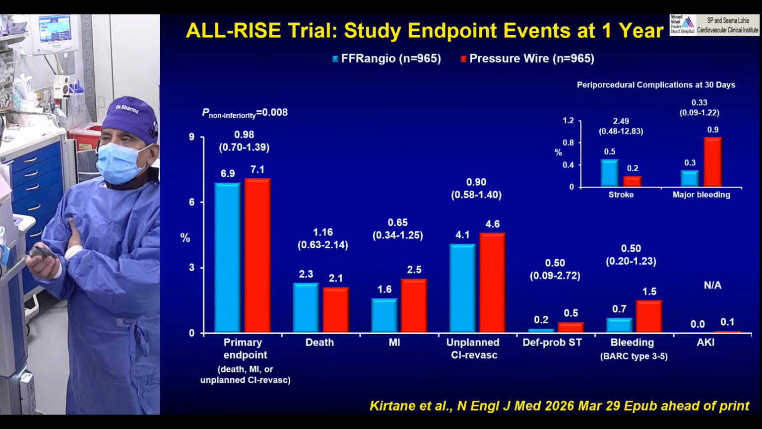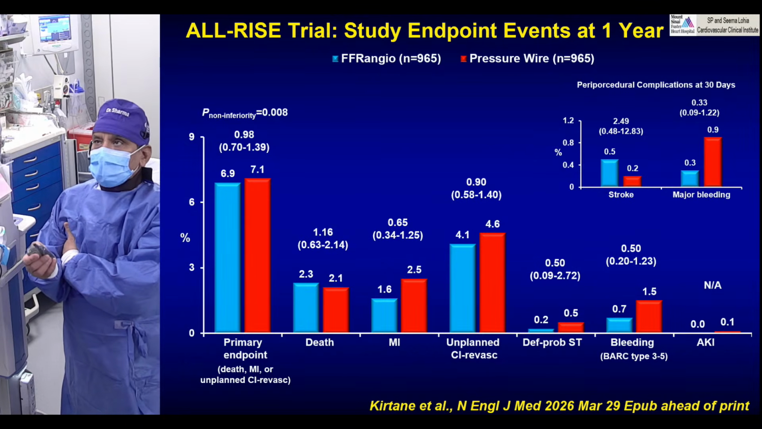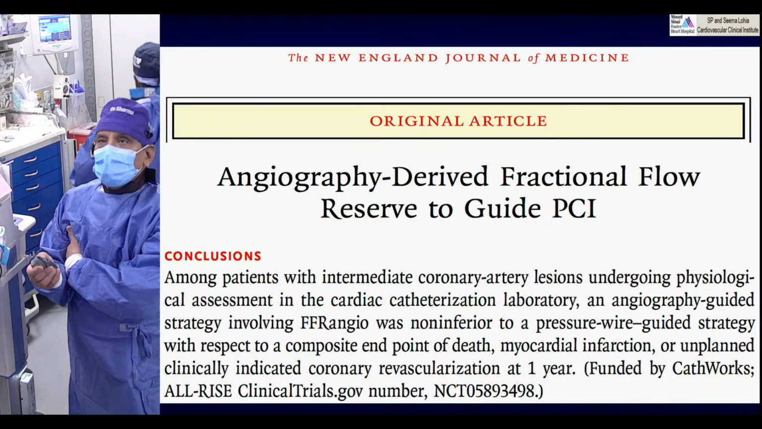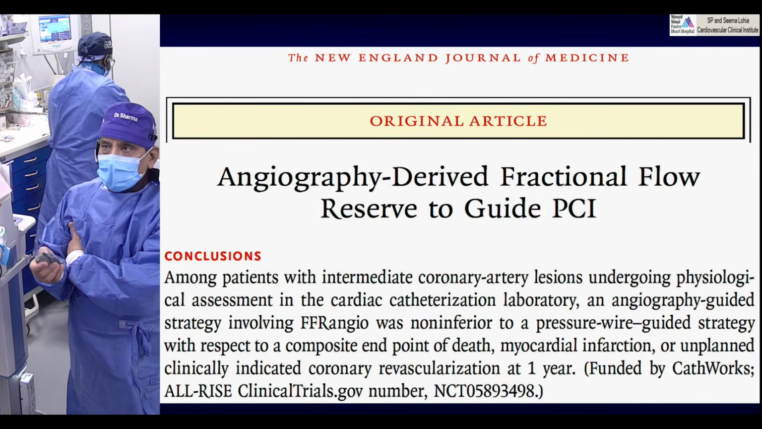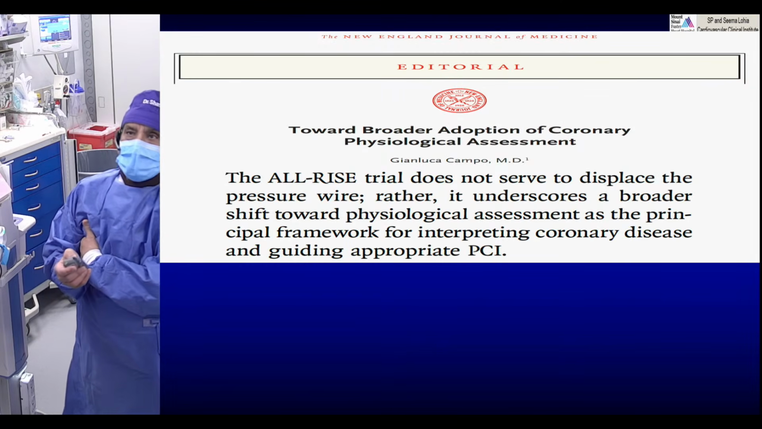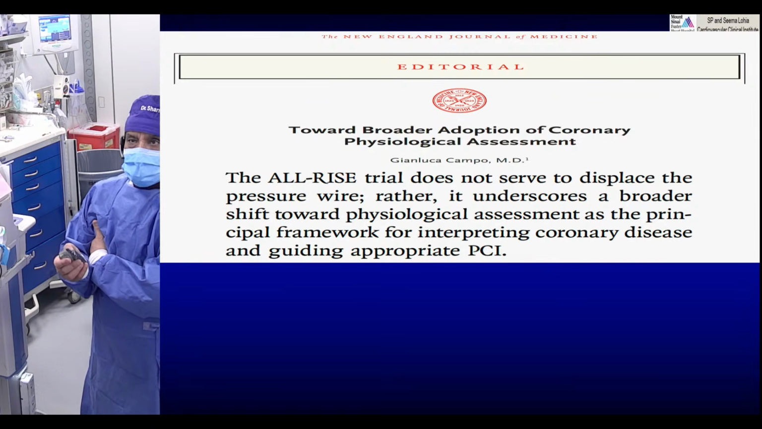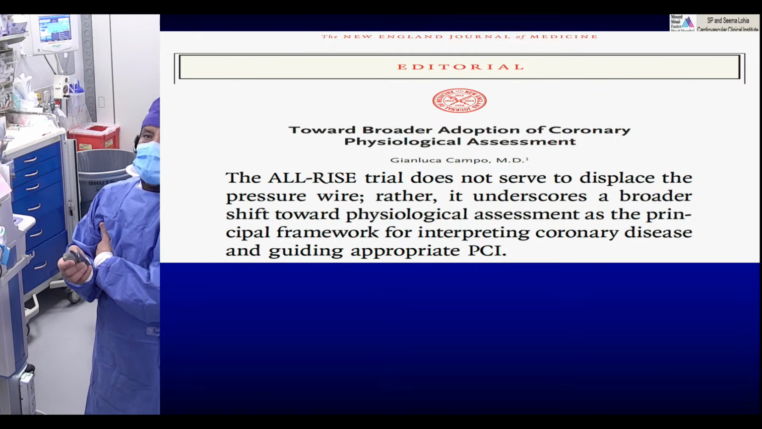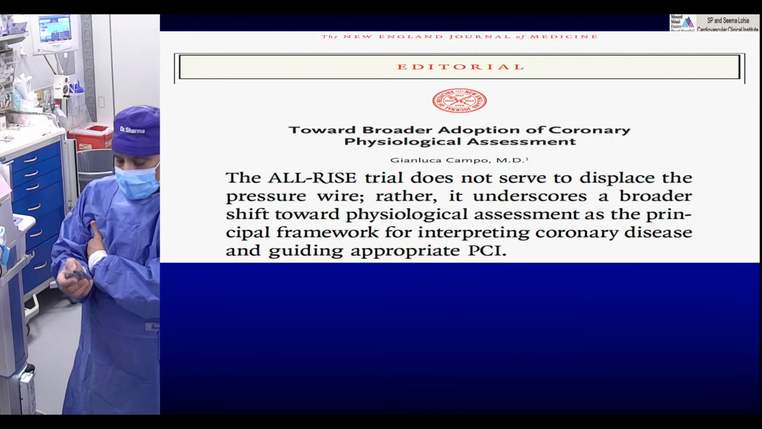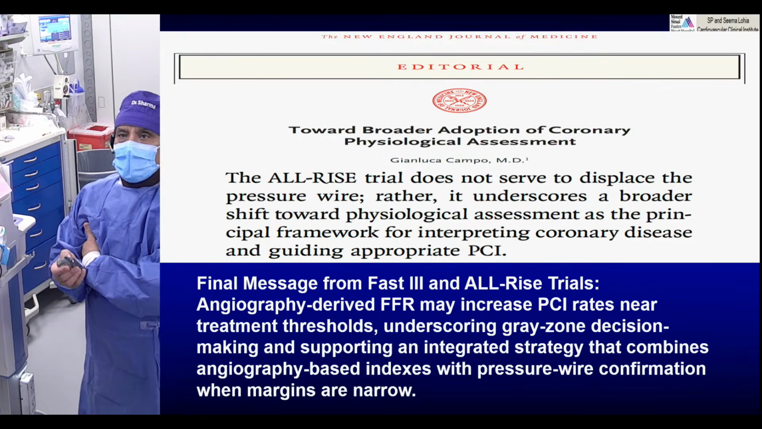Actually, AKI was also identical, and stent thrombosis also the same. So the only question was that there was definitely numerically lower bleeding, which is a 30-day outcome, in the FFR angio group. So again it showed that FFR angio is non-inferior to the pressure wire guided strategy. So the ALL-RISE trial does not serve to displace the pressure wire. Rather, it underscores a broader shift towards physiological assessment as the principal framework for interpreting coronary artery disease and guiding appropriate PCI.